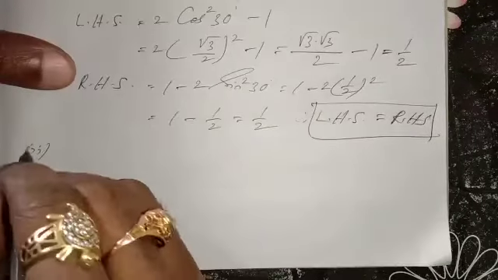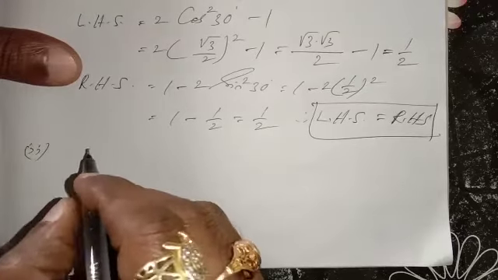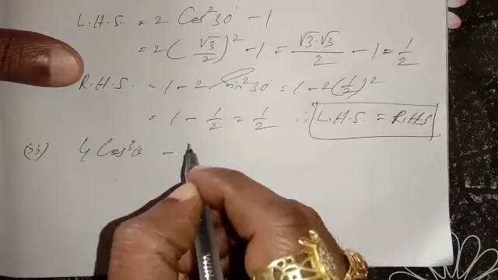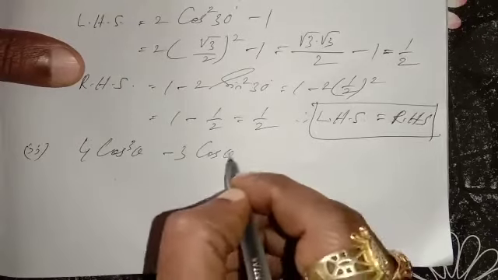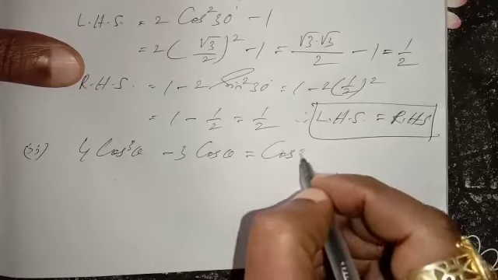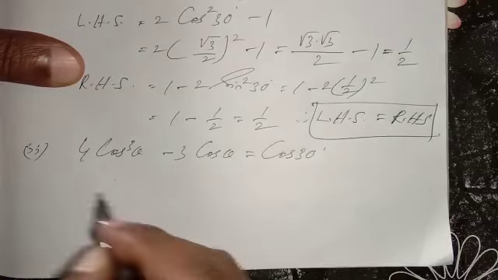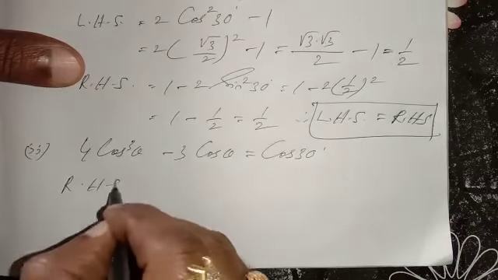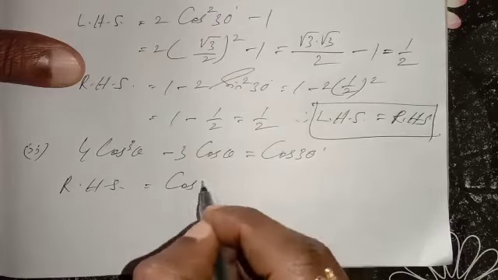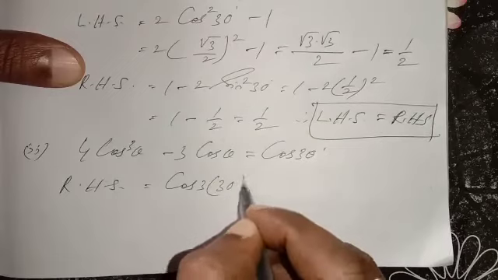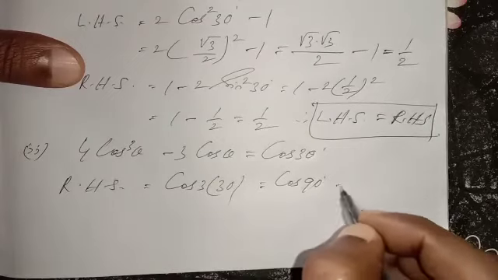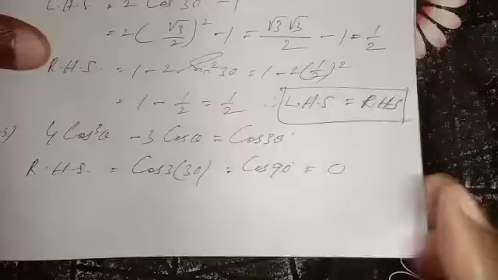The second part of the question: you have to prove that 4 cos cube theta minus 3 cos theta is equal to cos 3 theta. First, write the right hand side. The right hand side is cos 3 theta, and with theta equal to 30 degrees, 3 into 30 means cos 90. Cos 90 is 0.